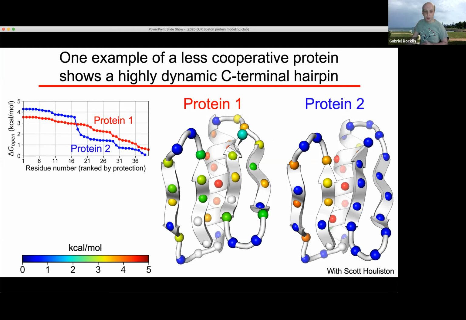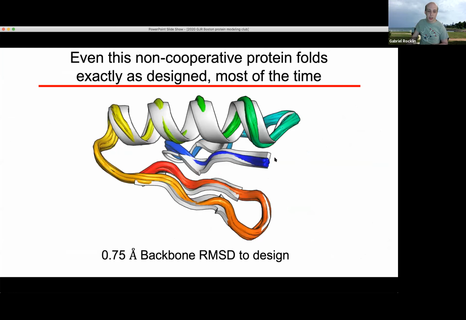And if you have any questions about this, I just want to show one more thing before I pause, which is that we also solved the structure of that non-cooperative protein by NMR, and we see that it folds exactly as designed, like 99% of the time. So this red part is the part of that very unstable hairpin. So like 99% of the time it's folded just as designed, but there are low energy fluctuations in this part of the protein that don't exist in that part of the protein, and also are not seen in other designs that have this same fold.